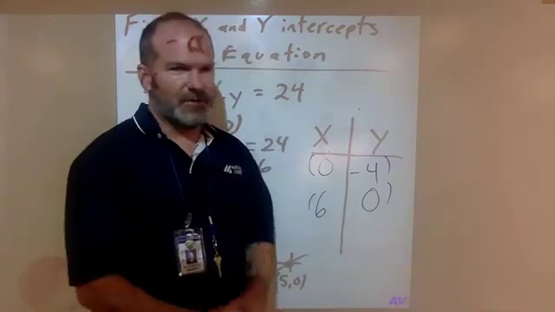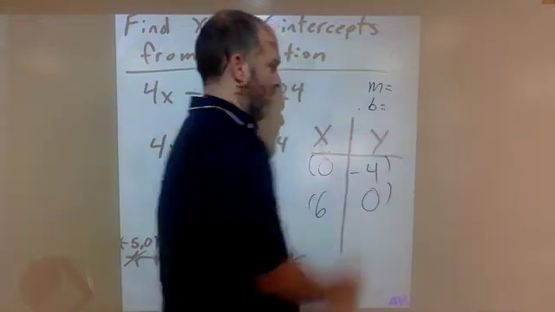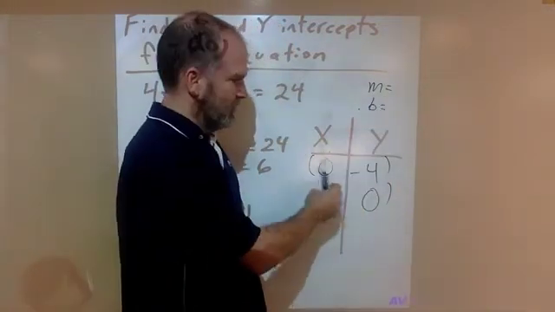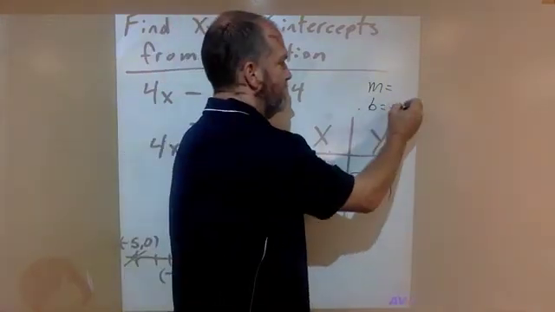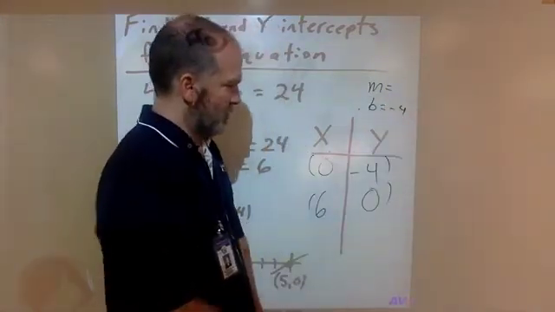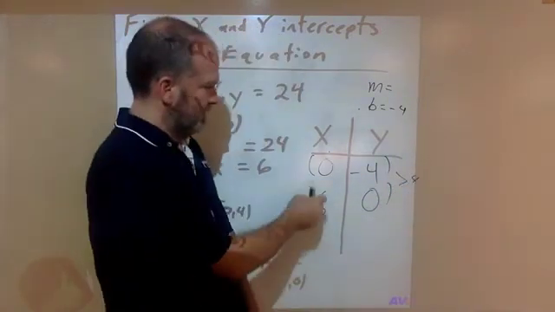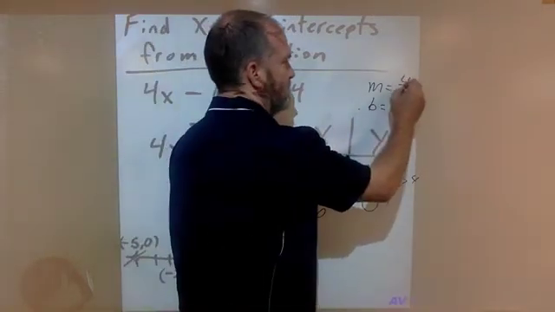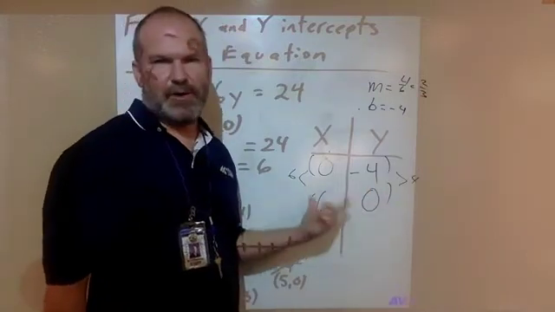Well, all you need for an equation of a line is slope and y-intercept. And y-intercept is whatever number in the y column is straight across from the 0. We just figured that out. So our y-intercept is -4. Our slope, how do you get from -4 to 0? You add 4. How do you get from 0 to 6? You add 6. So our slope is 4 over 6, which reduces to 2/3. So there you go. You found slope and y-intercept from a table.